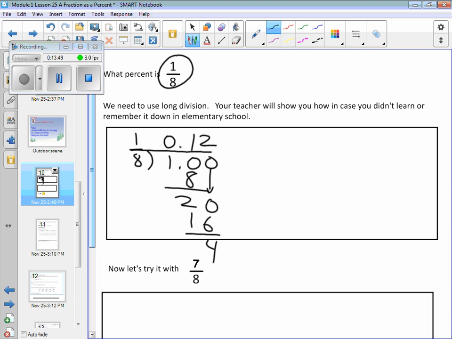Am I done? I am not. Nick, what do I got to do? Add a 0, drop a 0. 8 into 40. Nick, that's you. What is 8 times 5? Guess what? We terminated. No remainder and no other numbers to bring down other than zeros. 0.125 is our decimal equivalent. And the rule is, in order to change a decimal to a percent, we move the decimal twice to the right.